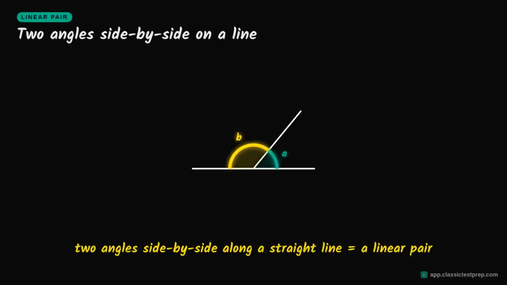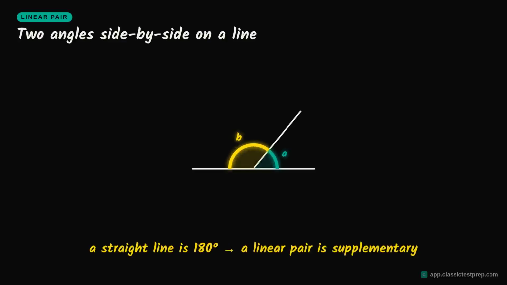Next to each other, the two angles that sit side by side and together open up along one of the straight lines form what's called a linear pair. Because a straight line is 180 degrees, a linear pair is also supplementary. So these two angles add to 180 degrees. They are supplementary and they might be called a linear pair.